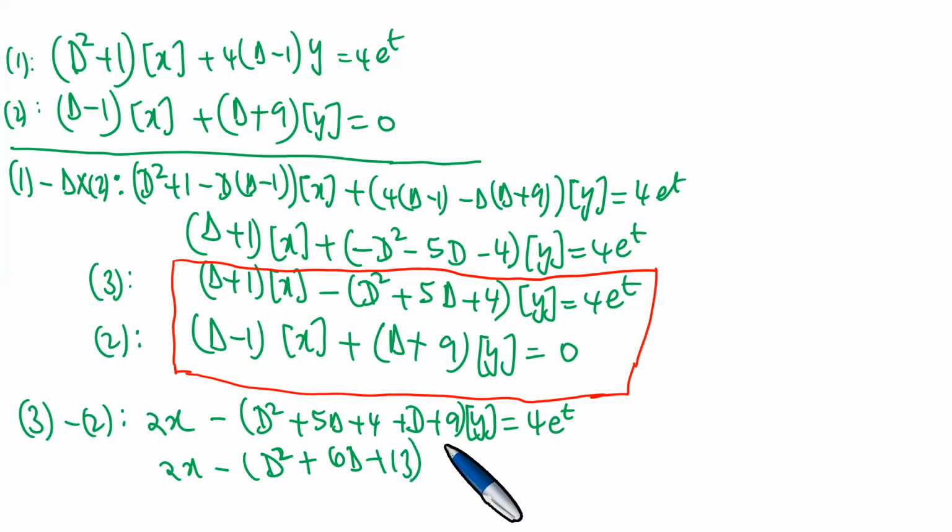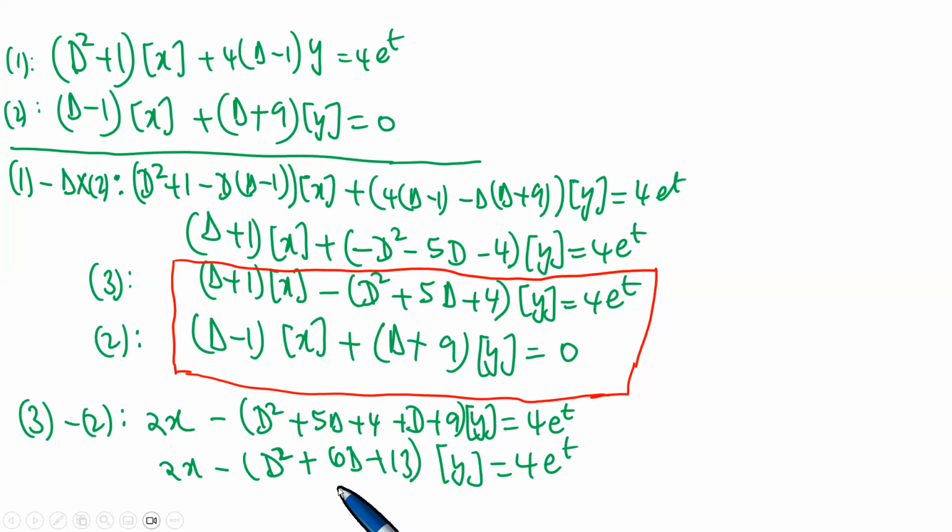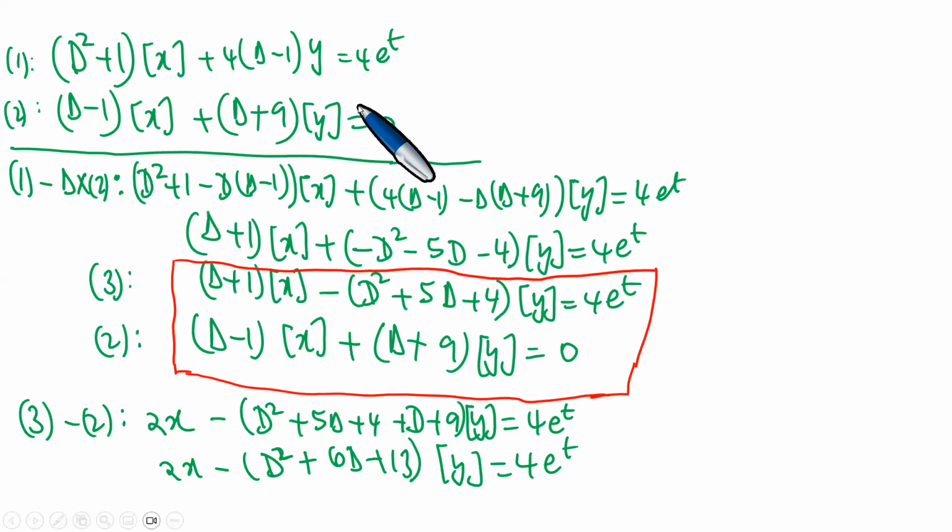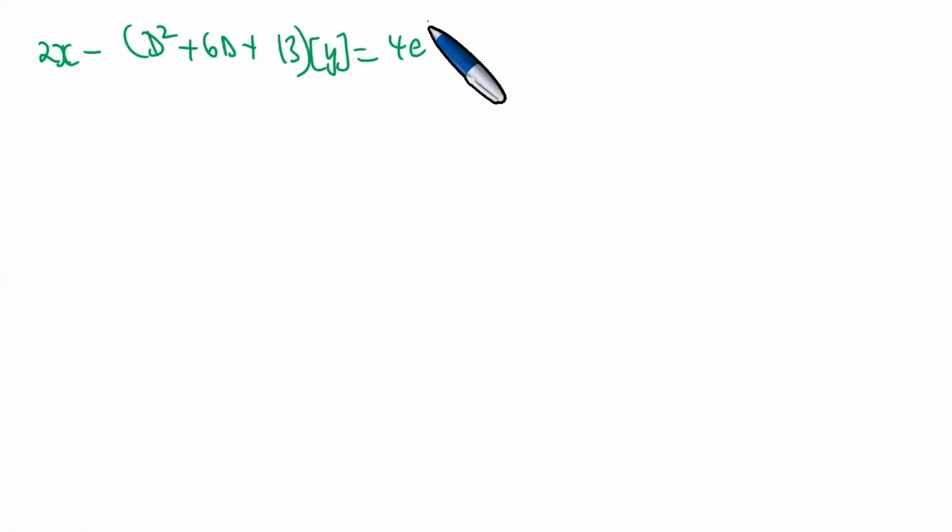This normally involves a lot of equations, so there's always a chance of human error because we're saying this minus that. So these two will both have a minus, which you can factor out, and then you're just adding everything here. Let's write this equation on the next page as it is: twice x minus (D² + 6D + 13)y, which equals 4e^t.